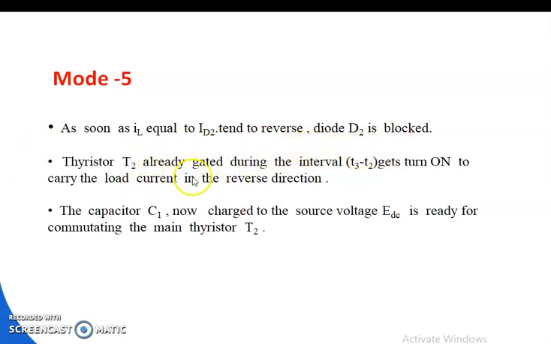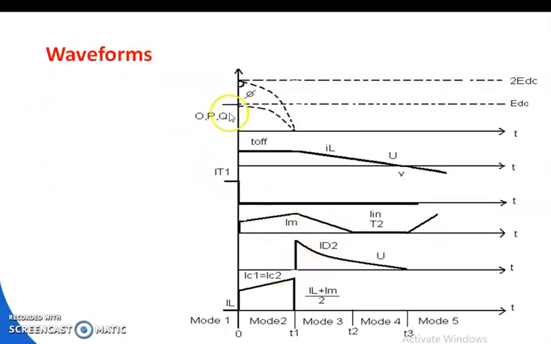Thyristor T2, already gated during the interval T3 minus T2, gets turned on to carry the load current in the reverse direction. The capacitor C1, now charged to the source voltage EDC, is ready for commutating the main thyristor T2. This is the waveform of that particular type of inverter.